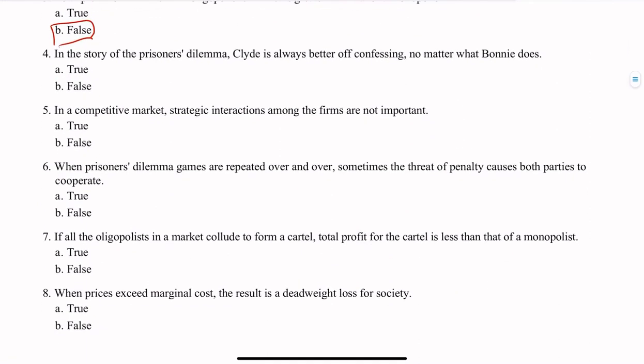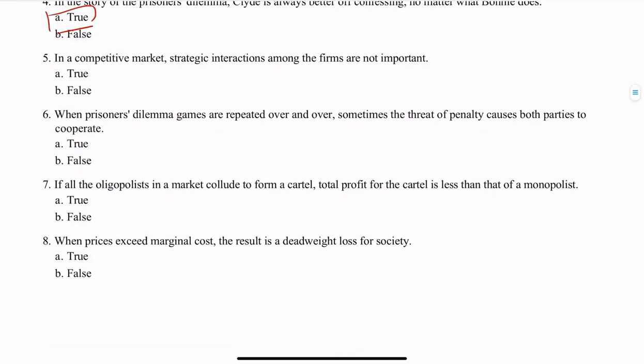Fourth, in the story of the prisoner's dilemma, Clyde is always better off confessing, no matter what Bonnie does. So this one is correct because we learned confessing to the cops is actually both players' dominant strategy. So this is definitely correct.